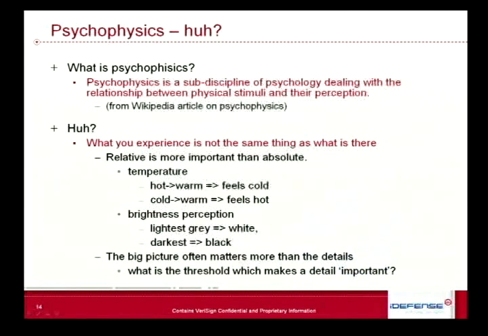So let's divert for a sec and talk about psychophysics. What the heck is psychophysics? According to Wikipedia, it is a subdiscipline of psychology dealing with the relationship between physical stimuli and their perception. What the heck does that mean? It just means the way we perceive things may be different than what they actually are.